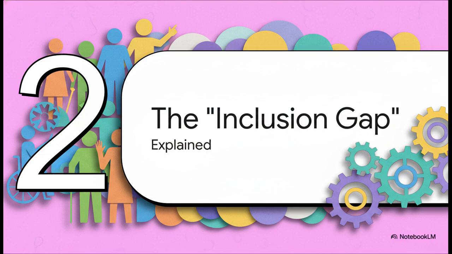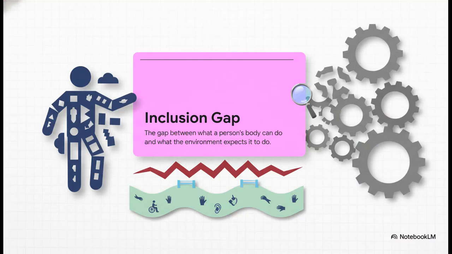All right, now we're getting to the absolute core idea of this whole explainer. This is a concept that can completely change how you see the world and how you approach design. It's called the inclusion gap. And simply put, it's the mismatch between what a person can do and what the world demands they do. And this is the key takeaway. Disability isn't just something in a person's body. It's born in this gap. It happens when the things we build don't match up with the incredible diversity of human beings.